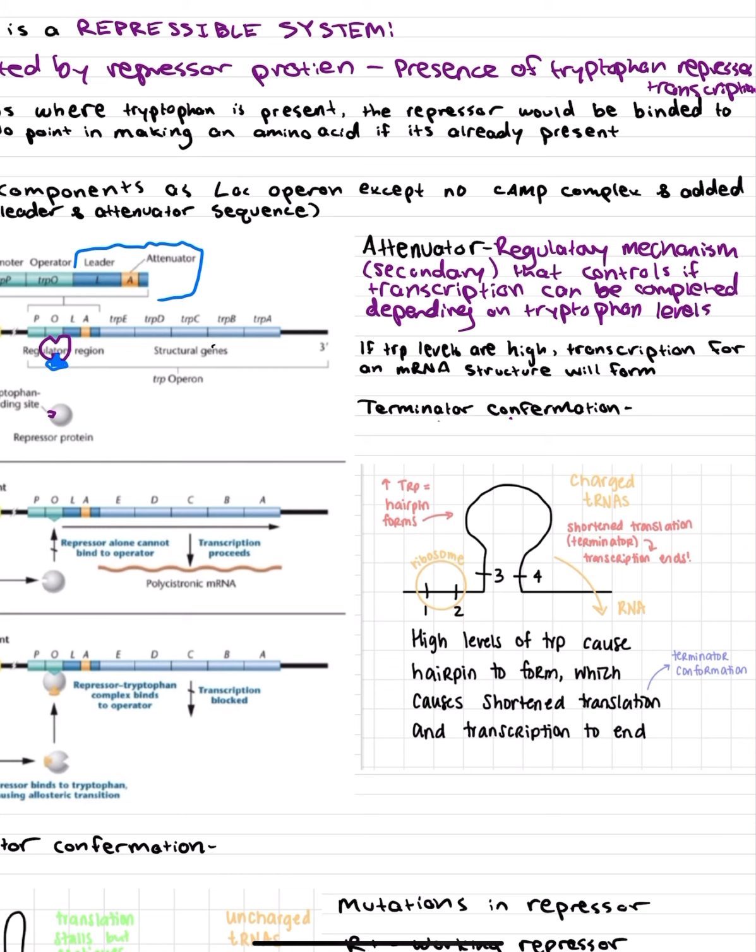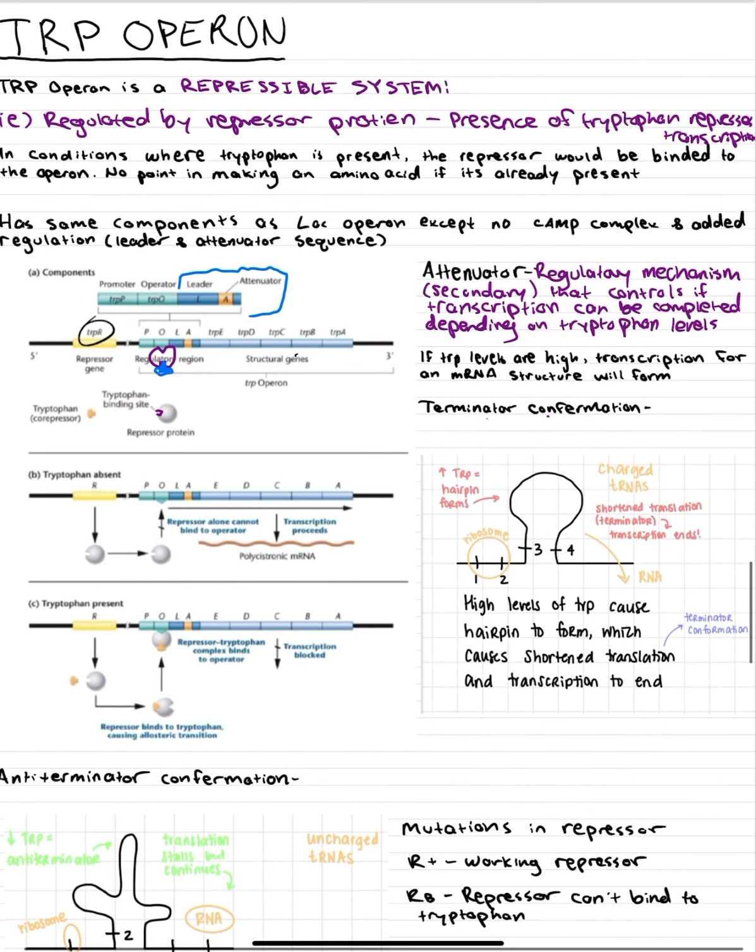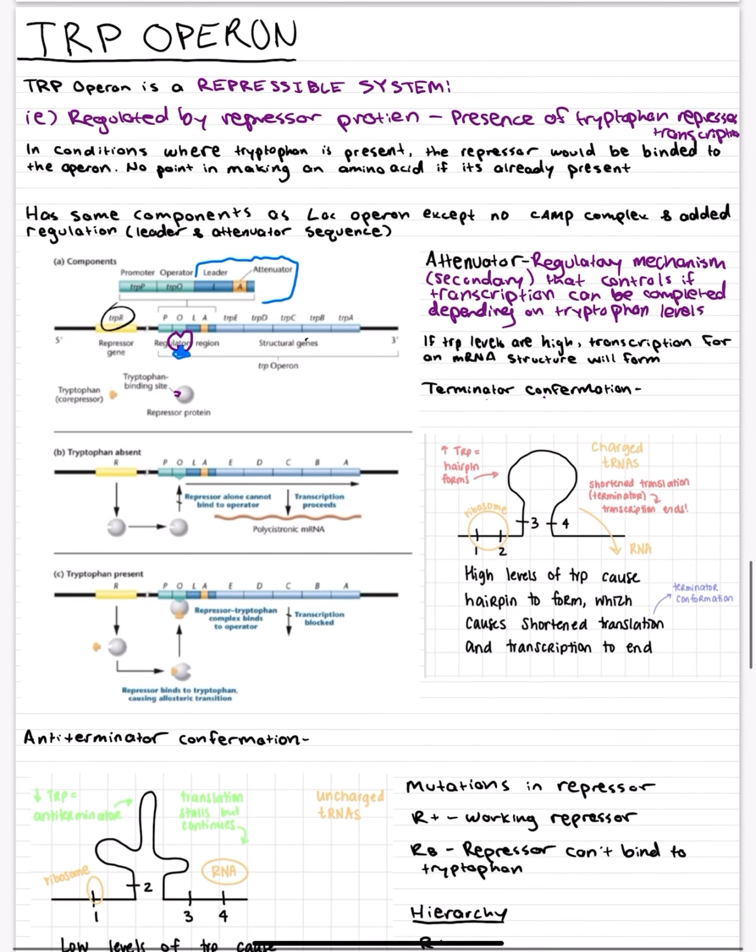So if tryptophan levels are high, the mRNA structure will form that results in the terminator conformation. So before I get into this, I want to give almost a spiel on what the attenuator is. I'll start from the beginning because it'll make it a lot easier for you to understand how attenuation works and how the terminator and anti-terminator conformations occur, if you understand the conceptual aspects of it.